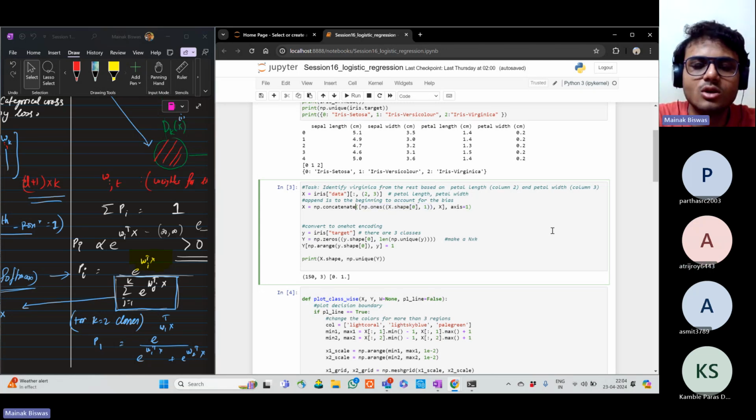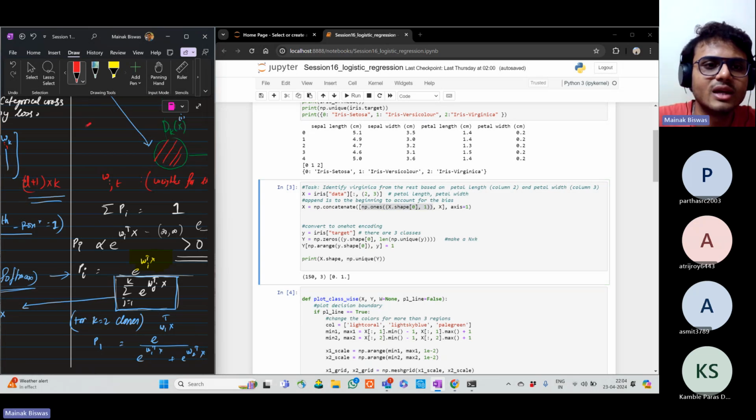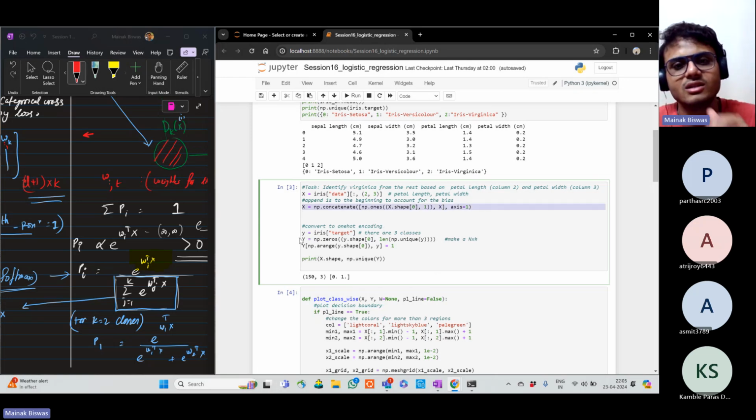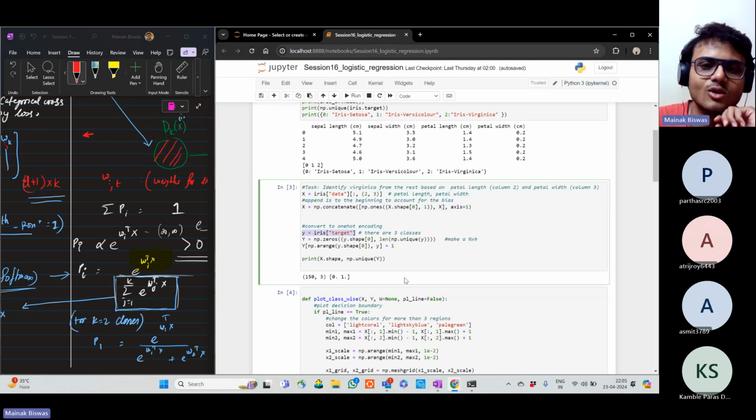So np dot concatenate concatenates column vectors. np dot ones gives me a column vector, and the features are already a 150 cross 2 dimensional matrix. I concatenate them to get 1, x as my feature matrix. Similarly, y is the target. It can be 0, 1, or 2, and I make a one-hot encoding.